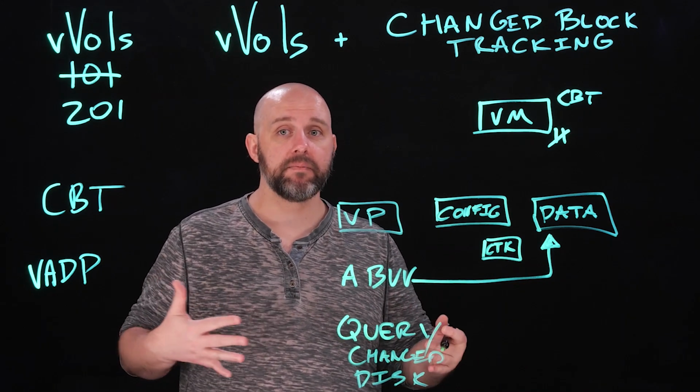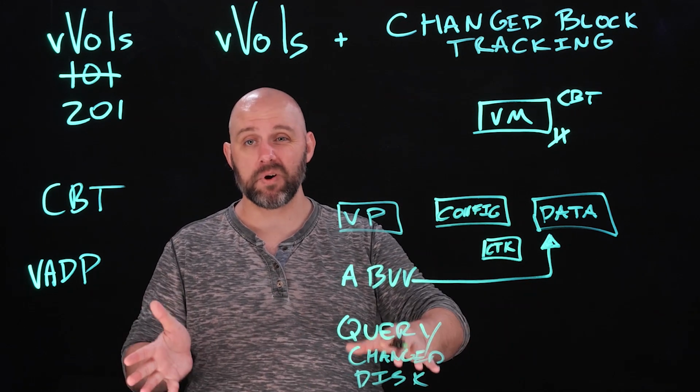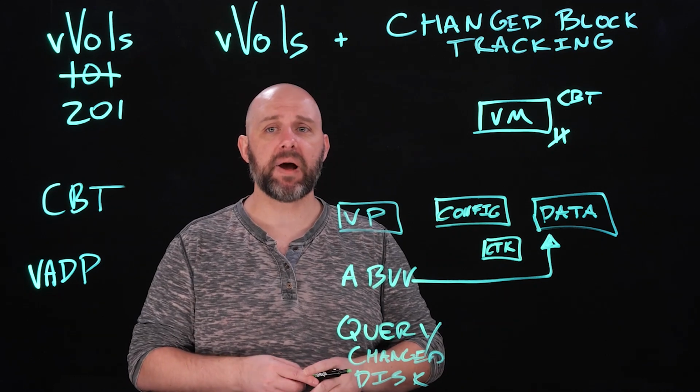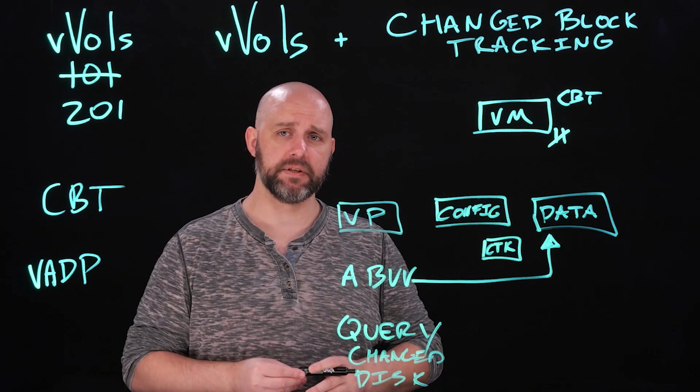So it's a thing to plan around, but this is essentially how change block tracking works, specifically with vVols, and why it is important for the backup process and for VADP to work efficiently with vVols.